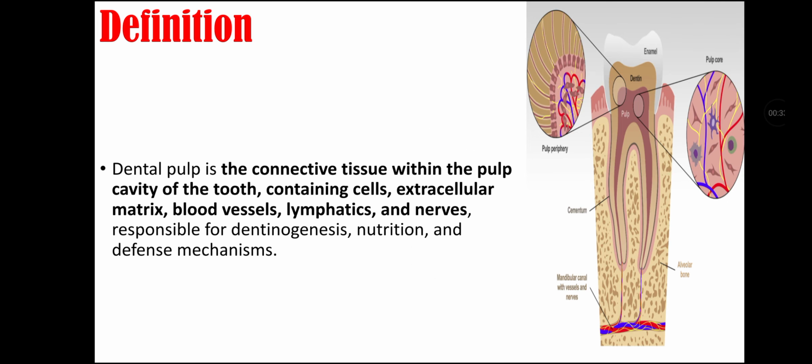Definition of dental pulp. Dental pulp is the connective tissue within the pulp cavity of the tooth. It contains cells, extracellular matrix, blood vessels, lymphatics, and nerves that are responsible for dentinogenesis, nutrition, and defense mechanisms.